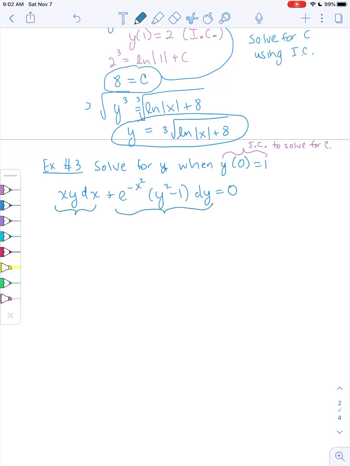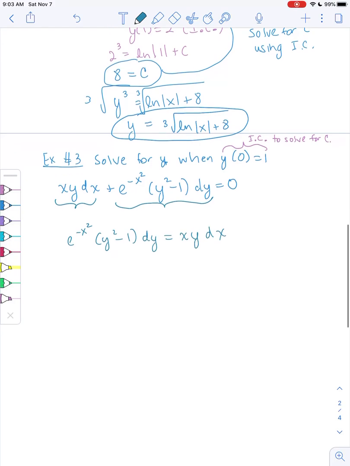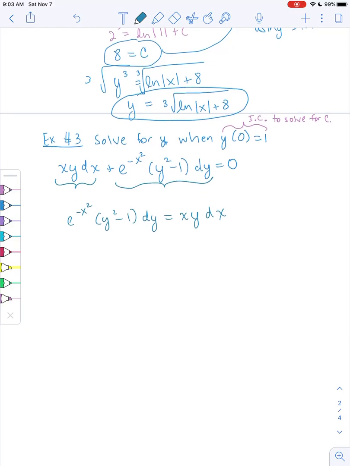We see we have one term here and two terms here. So the first thing is I'm going to subtract xy dx to the other side. I get e to the negative x squared, times y squared minus 1, dy is equal to xy dx. Sometimes the functions aren't separable, meaning that no matter what I do algebraically, I can't separate the x's and y's. That usually occurs when you have multiple terms. But in this case, it was easy enough to separate, and after that everything else is a product, which means I can separate.